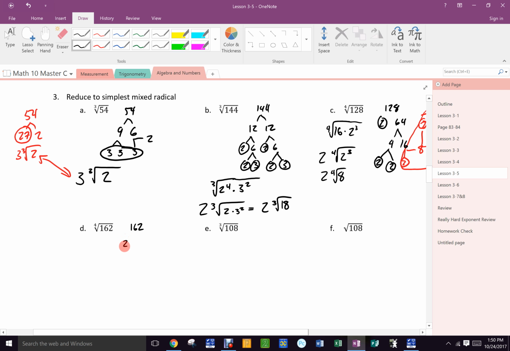Most kids usually say 2 and 81. Then what? 9 and 9. Then what? 3 and 3. 3 and 3. Do you see a group of 4 somewhere? Where is it? 3. 4th root, what did I leave under there? A 2.